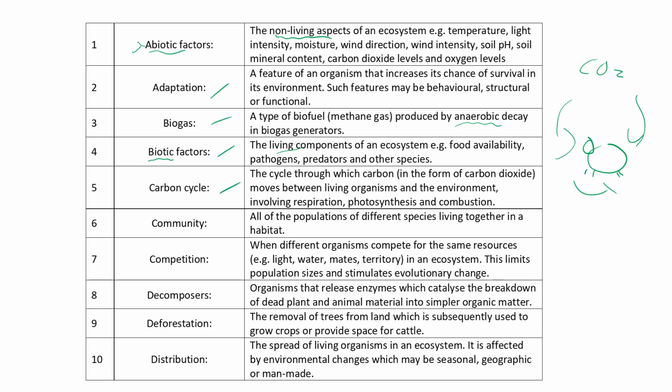All of the populations of different species living together in a habitat. Okay, lots of different species is a community.